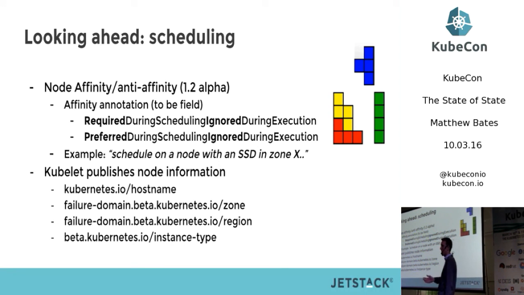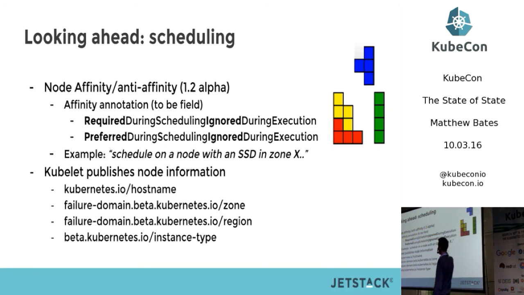We want to spread by zone. We want to spread by region. We want to spread by rack. Whatever it might be, we want to ensure that this database is not going to be centralized to one single place. As an example, one of the ideas, and again, this is from the proposal here, is scheduling a node with an SSD in zone X. Of course, that's more based on affinity. So you can be very specific about where you want this to land. The scheduler will take that constraint and bear that in mind when it's scheduling.